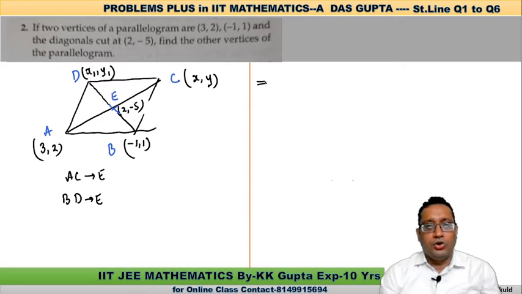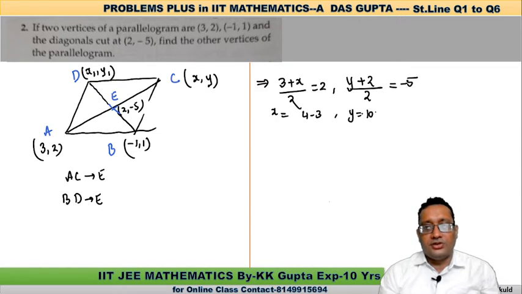So using the midpoint formula, (3 plus x) by 2 is equal to 2, and (y plus 2) divided by 2 is equal to minus 5. So x is equal to 4 minus 3, and y is equal to minus 10 minus 2. That is, (x, y) is equal to (1, minus 12).